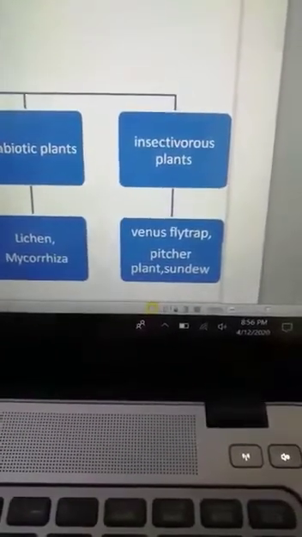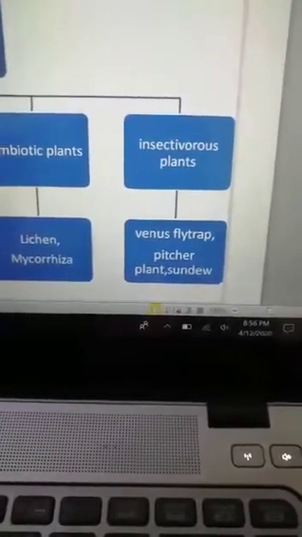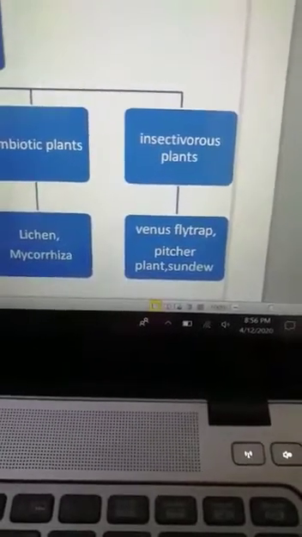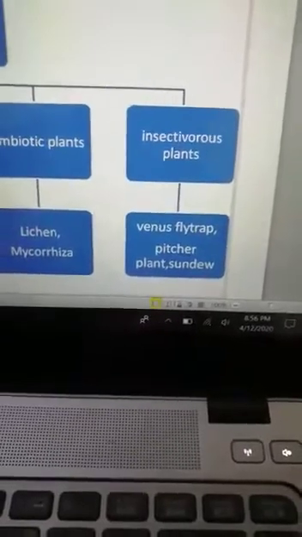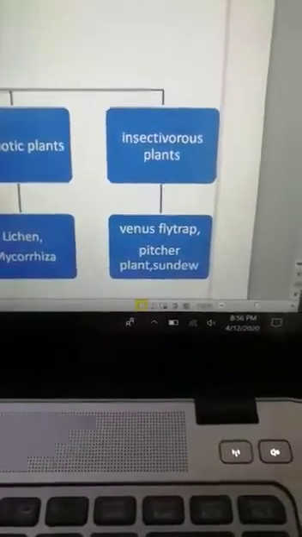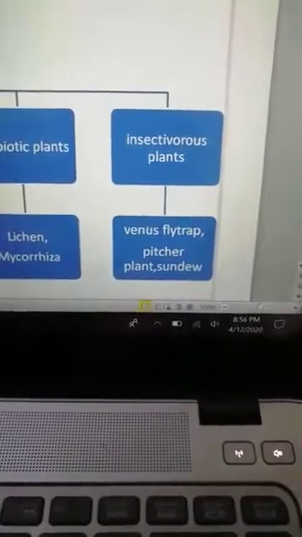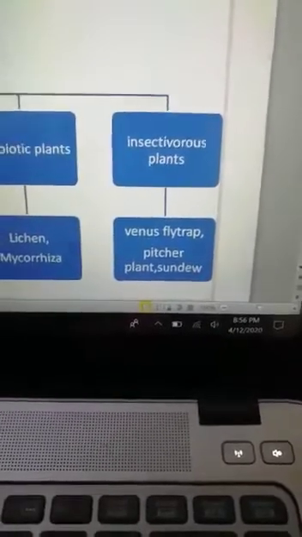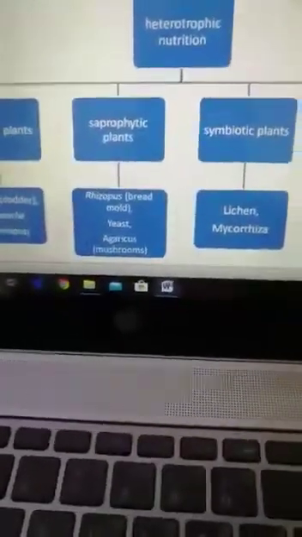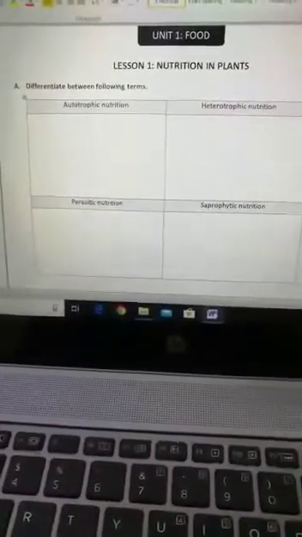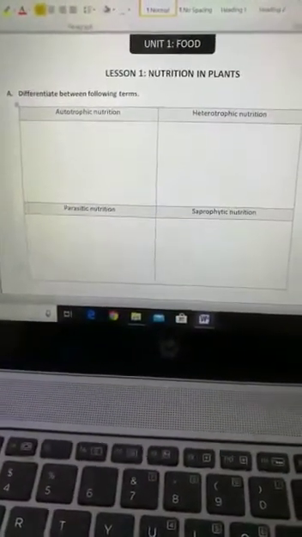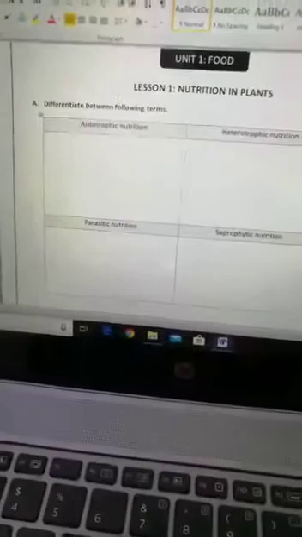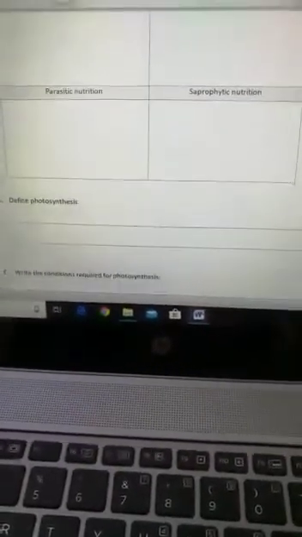The leaves of the Venus flytrap have bristles on their end. When an insect falls on them, they trap it and digest it. In the same way, the pitcher plant has leaves in the pitcher shape, and when an insect falls in that pitcher, it can't come out. In the same way, sundew also hunts insects. After understanding this, now you can easily solve the difference between autotrophic nutrition and heterotrophic nutrition, and parasitic nutrition and saprophytic nutrition.